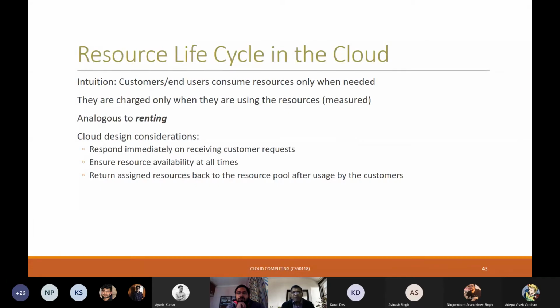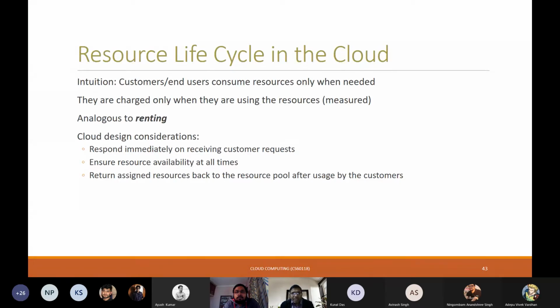Now, what is the resource life cycle in the cloud? The whole idea is that whenever you need the resources, you use them, and whenever you do not, you relinquish them, right? So we have to understand this resource life cycle, because the resources are made available, and they are basically released, and so on. In between something happens, so we need to understand what the life cycle of the resources is.